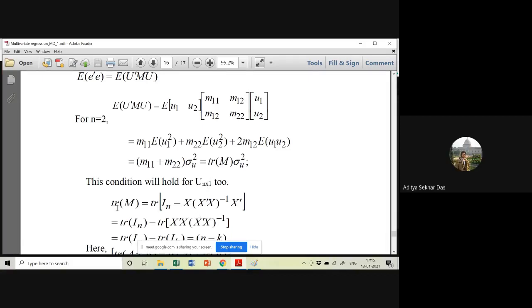Ma'am, could you explain once more what is the trace of the matrix? Please go through the note on matrix algebra. It is the sum of the diagonal elements of a square symmetric matrix, M11 plus M22 here. I sent you the entire material one week back. Yes, ma'am. You need to take all these things carefully.